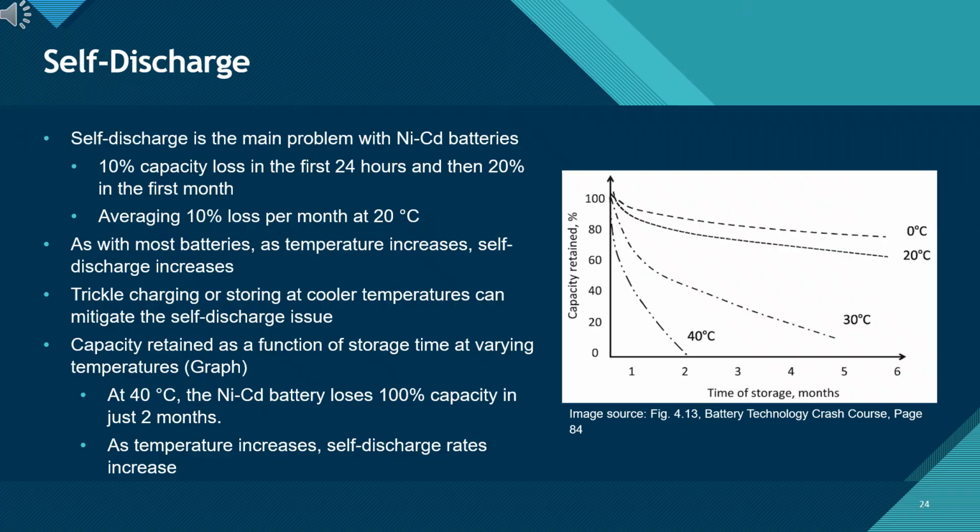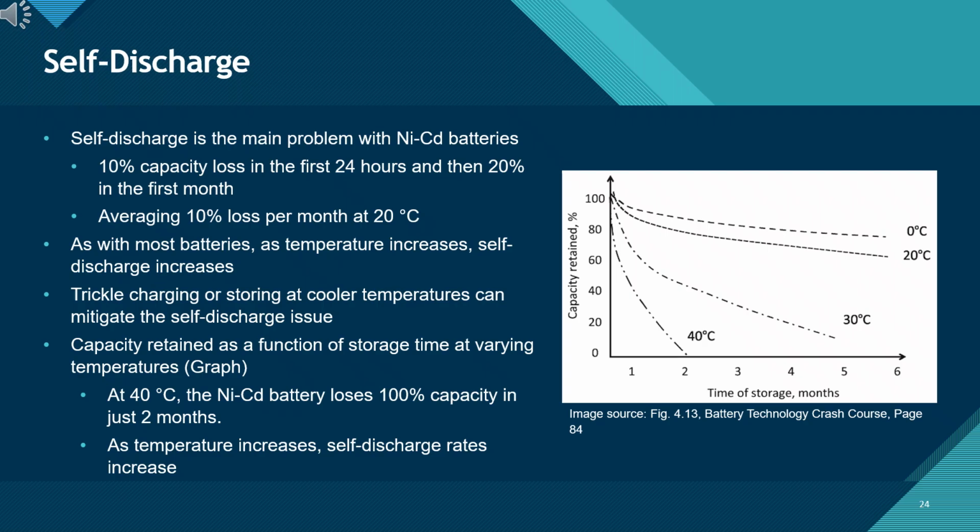Now let's talk about one of the biggest drawbacks of NICD batteries: self-discharge. These batteries lose energy even when they are just sitting on the shelf. In fact, within the first 24 hours, they can lose about 10% of their charge, and after the first month, nearly 20% is gone. After that, the average rate is approximately 10% loss per month at room temperature, 20 degrees Celsius. The graph here illustrates the significant impact of storage temperature.